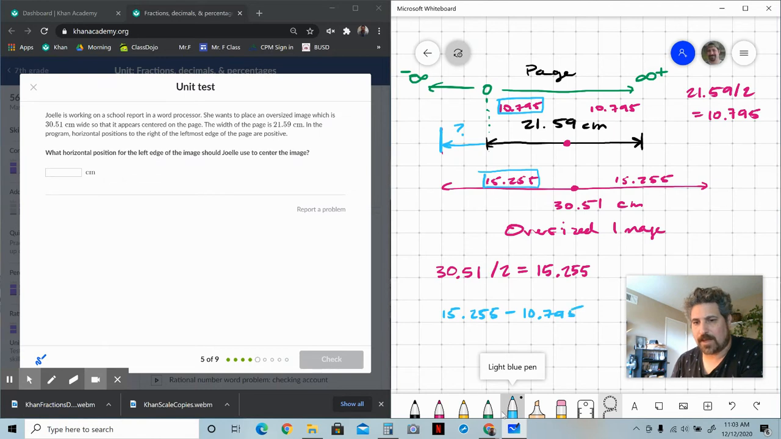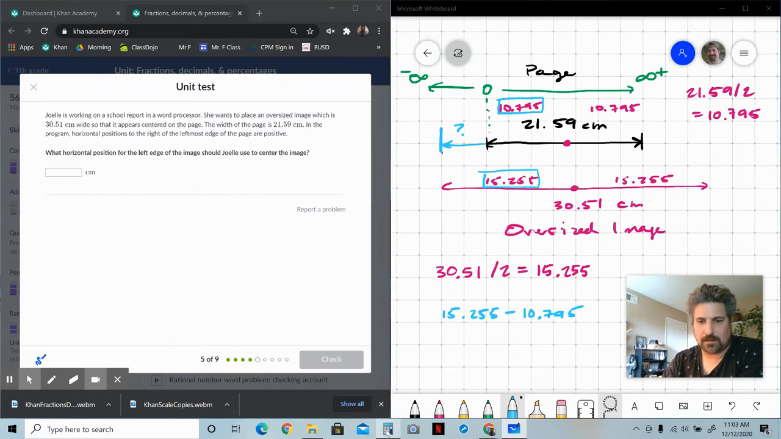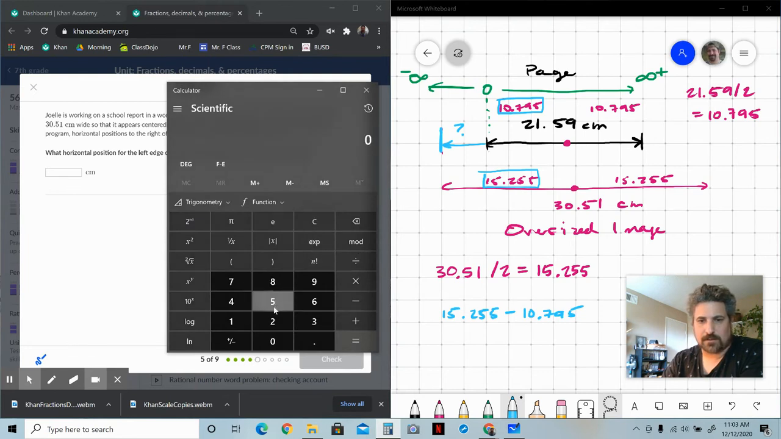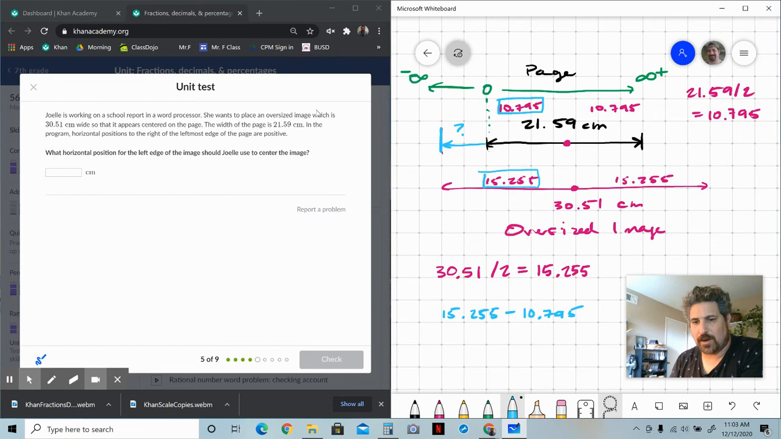And that's going to tell you how far to the left of 0 you have to go when you're mounting this picture. So what that would give you is, on a calculator, so let's do it. So 15.255, and you're subtracting from that 10.795, and you would get 4.46. So I'm getting here a reading at 4.46 to the left of 0. So that means if you're marking it right, you would have to start at negative 4.46.